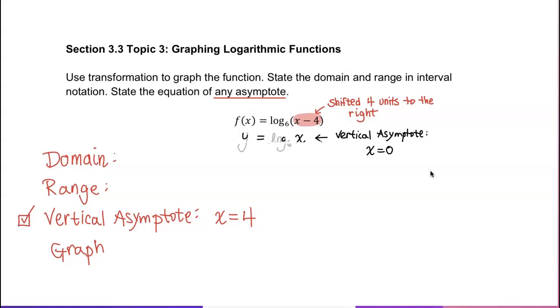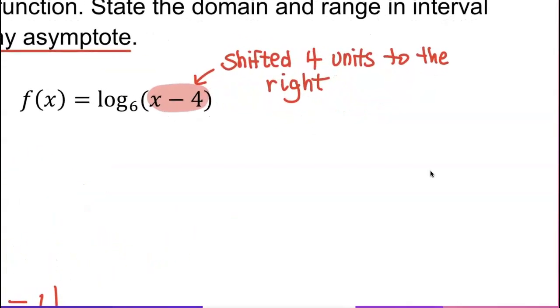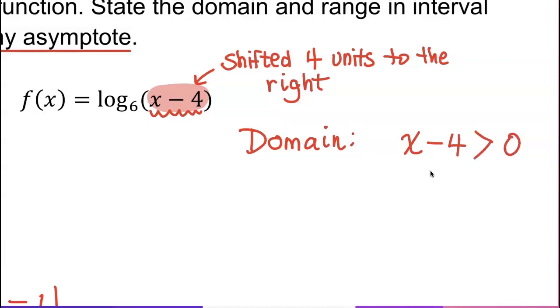Domain. Let me erase some of this work. Remember, to find the domain of a log function, you must set this log argument greater than 0. So to find the domain, you'll say x minus 4 must be greater than 0. The log argument cannot be 0 or a negative number. It must be bigger than 0. So if you solve this by adding 4 to both sides, we get x is greater than positive 4.